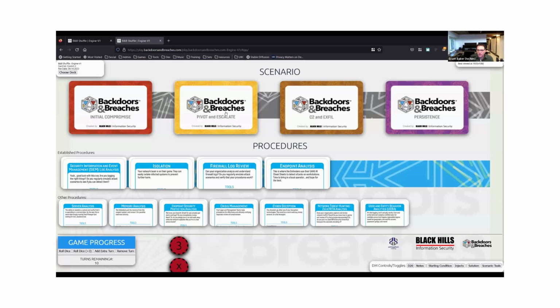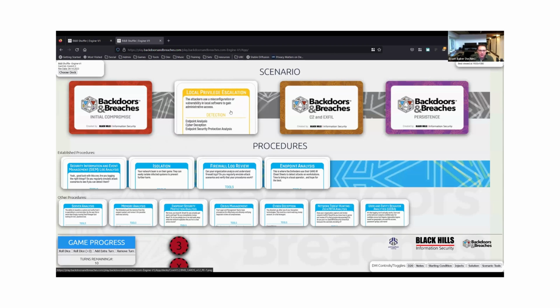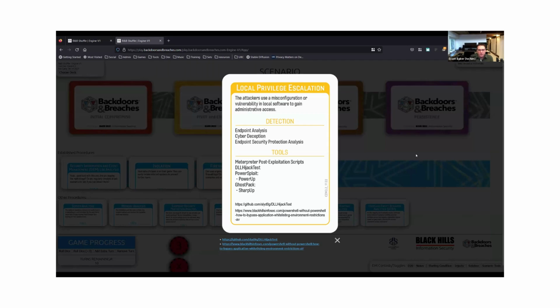The next card talks about how they make that worse, how they get to a different system, or how they escalate their privileges and do something even worse than they were doing before. So in this particular example, they've gotten a local privilege escalation, which means they started at a user account and they somehow upgraded that to be a full administrator on the system, which would be quite bad from a cybersecurity perspective. For each one of these cards, you'll see that there's a detection section and a tools section.